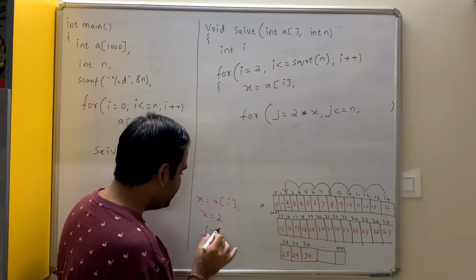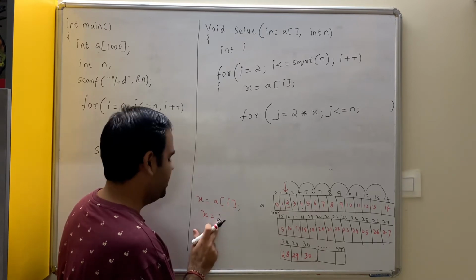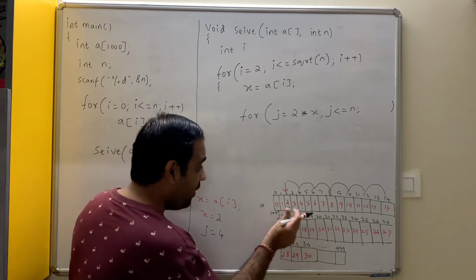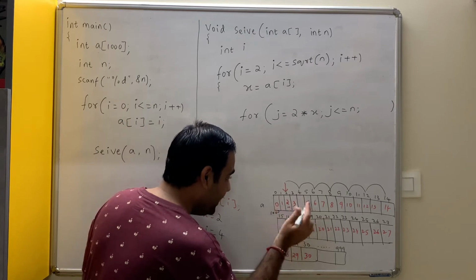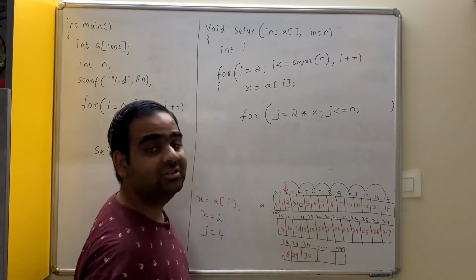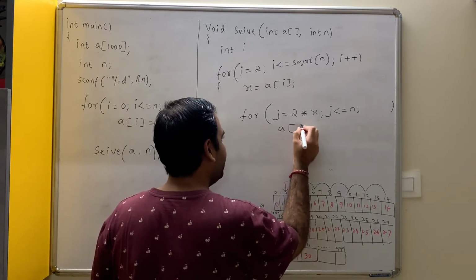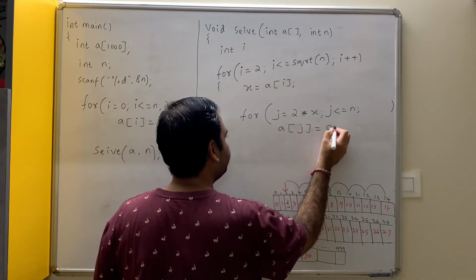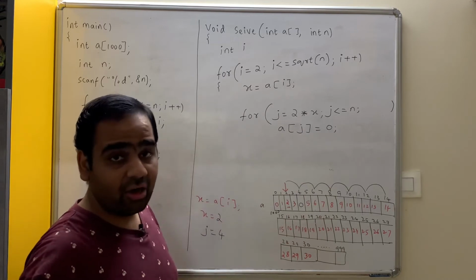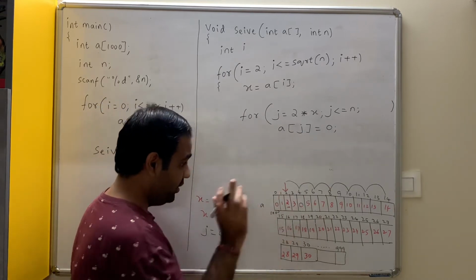The value of j is 2 into x. 2 into 2 is 4. Now at A of 4, I need to make this value 0. Hence, what do we write over here? A of j is equal to 0. Now A of 4 is 0.